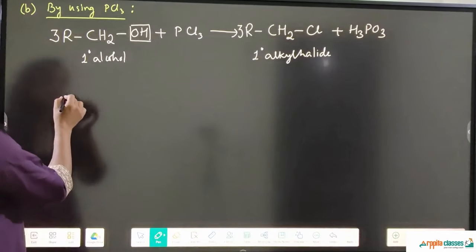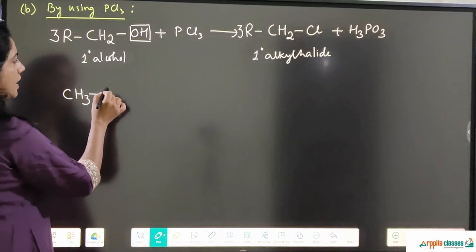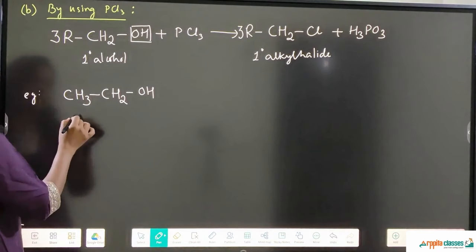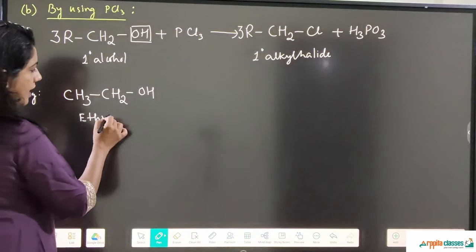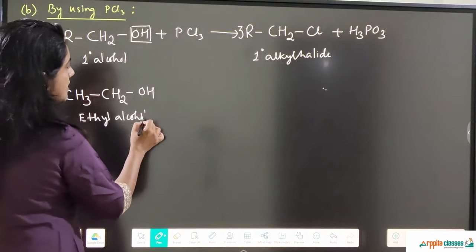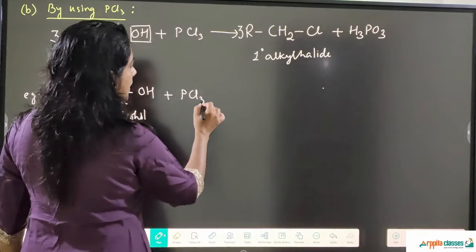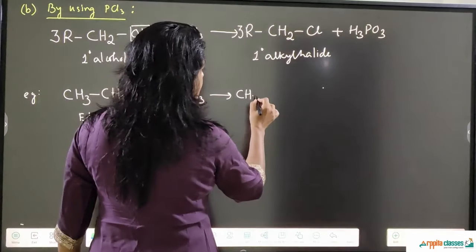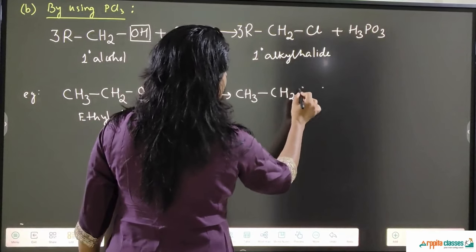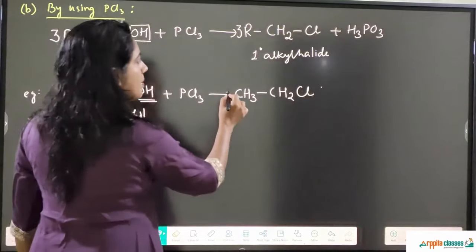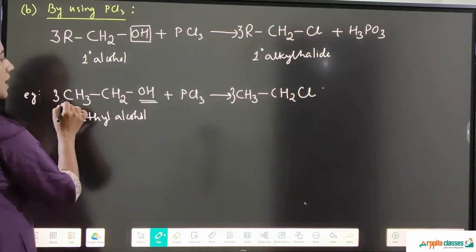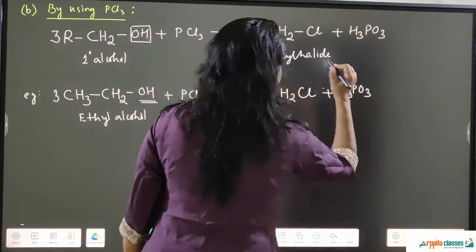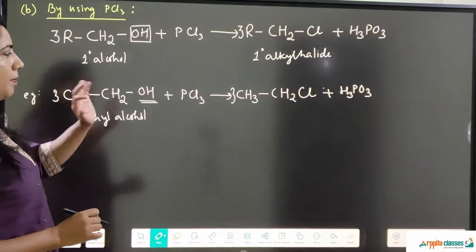Okay, so if I take a particular example, CH3CH2OH, this is called ethyl alcohol, and I am treating it with PCl3. So first of all, this OH will be substituted by Cl, giving CH3CH2Cl. Now there are 3 Cl, so I will make it 3, and then I will write the byproduct as H3PO3. So this is with your primary alcohol.